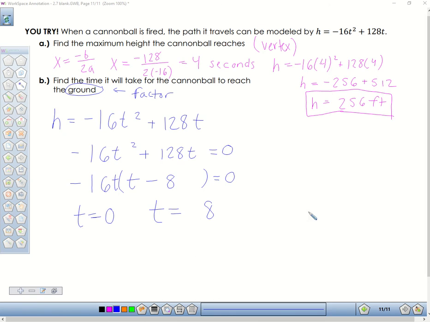In this case, I'm able to factor because I can factor out a negative 16t, and then I use the zero product property to find the two solutions. So I get time of 0, and time of 8 seconds. So of course, it reaches the ground after 8 seconds according to the math. Yes. Now let me stop my video.